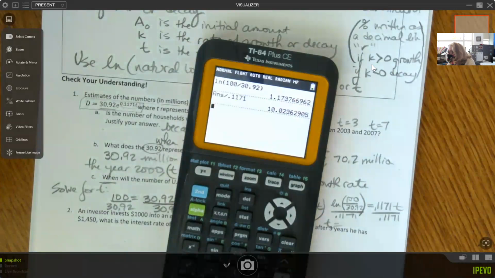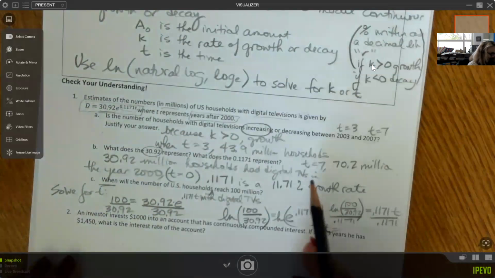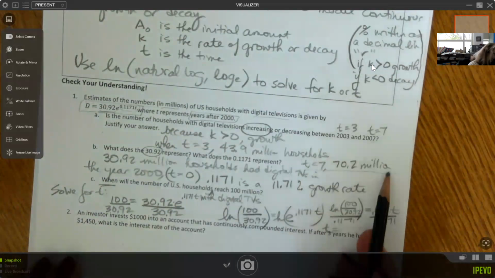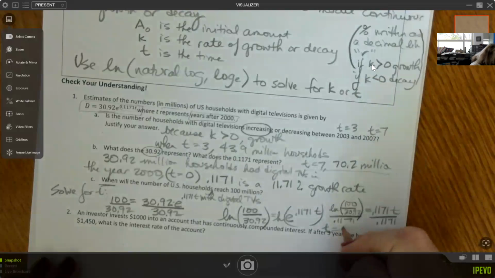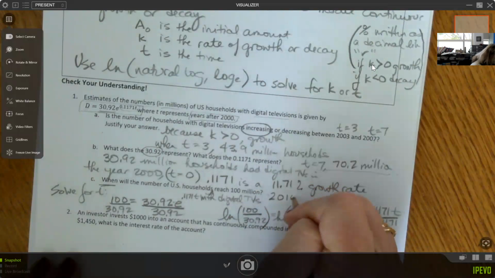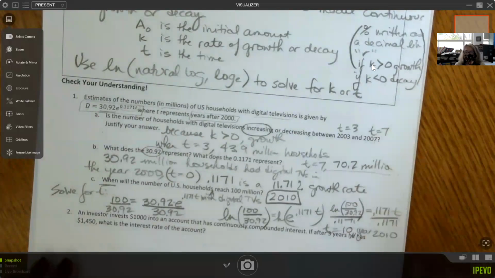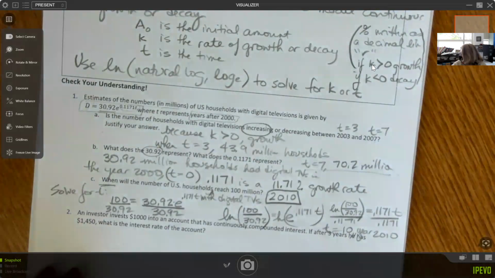Okay, so looking at my numbers, about 10 years after we started measuring this in 2000, there'll be 100 million. And that kind of fits, right? After in 2007, there was 70 million. So this makes sense. So it's about 2010, because the time is 10, so the year is going to be 2010. Okay, did everyone get that on your calculator? Did that work? Awesome.